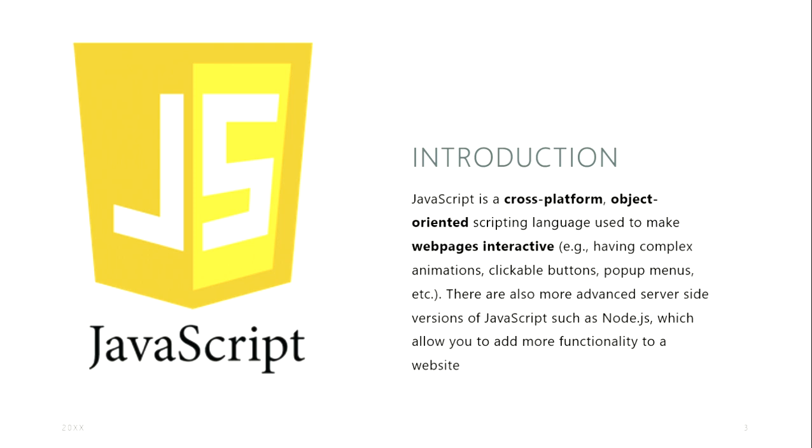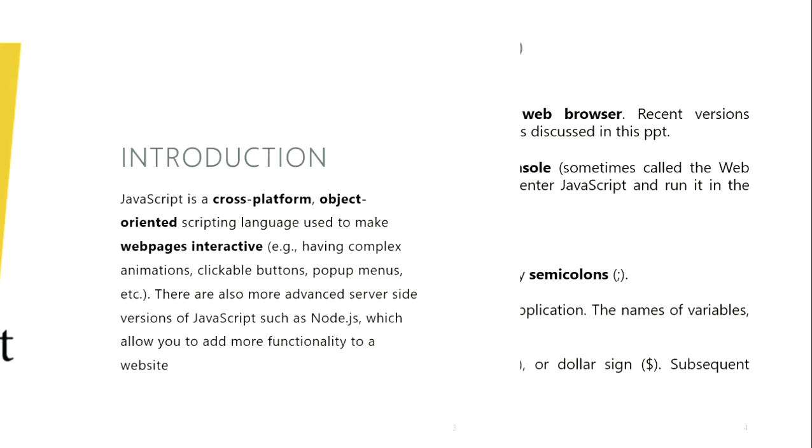There are also more advanced server-side versions of JavaScript such as Node.js which allow you to add more functionality to a website. In short, we can say JavaScript is one of the most important languages of the web. You can use JavaScript in front-end as well as back-end. Some front-end frameworks include React.js and back-end frameworks include Node.js and Express.js.